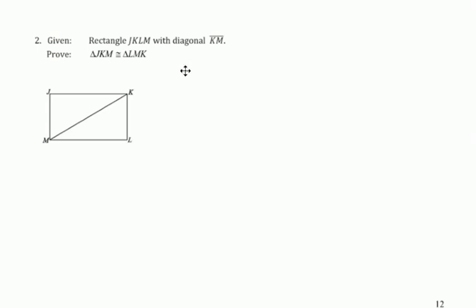In the second proof, we're going to use properties of rectangles. Now, even though we haven't had our unit on quadrilaterals yet this year, you should be familiar with some basic properties of rectangles from middle school. So again, in this proof, we're asked to prove the triangles shown in the picture are congruent. So I'm going to go ahead and start with the given information.